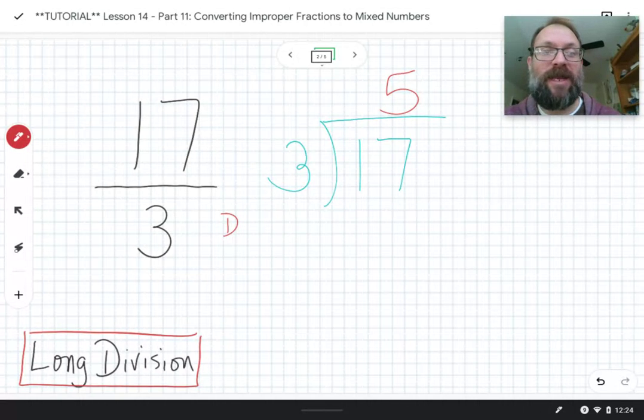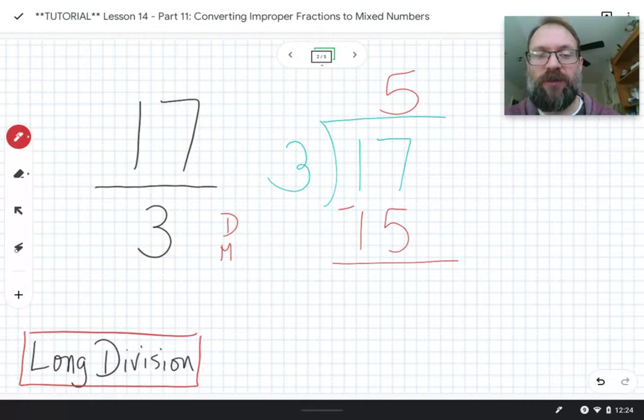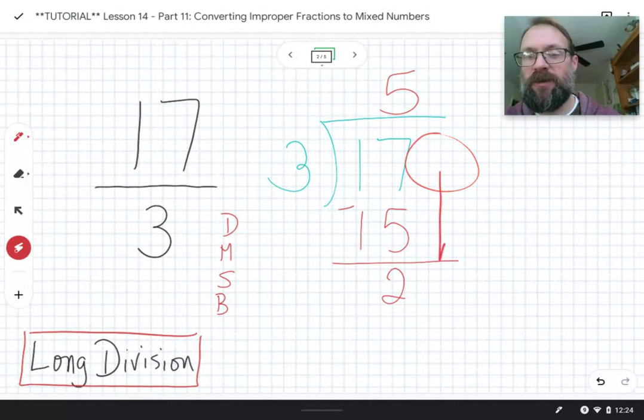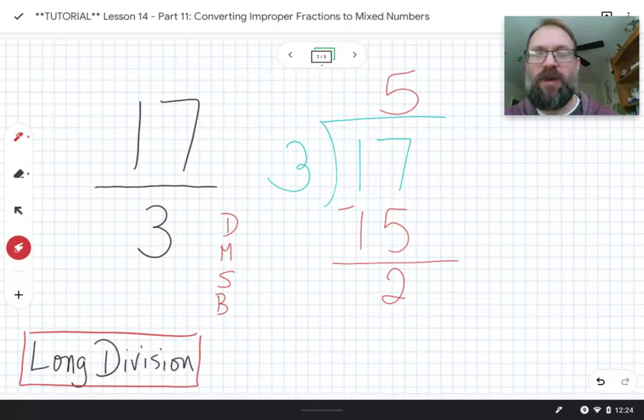We're going to multiply now, right? 5 times 3 is 15, and then we're going to subtract, and we'll get 2, and then we're going to bring down, but there is nothing to bring down here, so we're done. And now we have the 3 parts of our answer, a 5, a 3, and a 2, and we've got to figure out where they go and why.